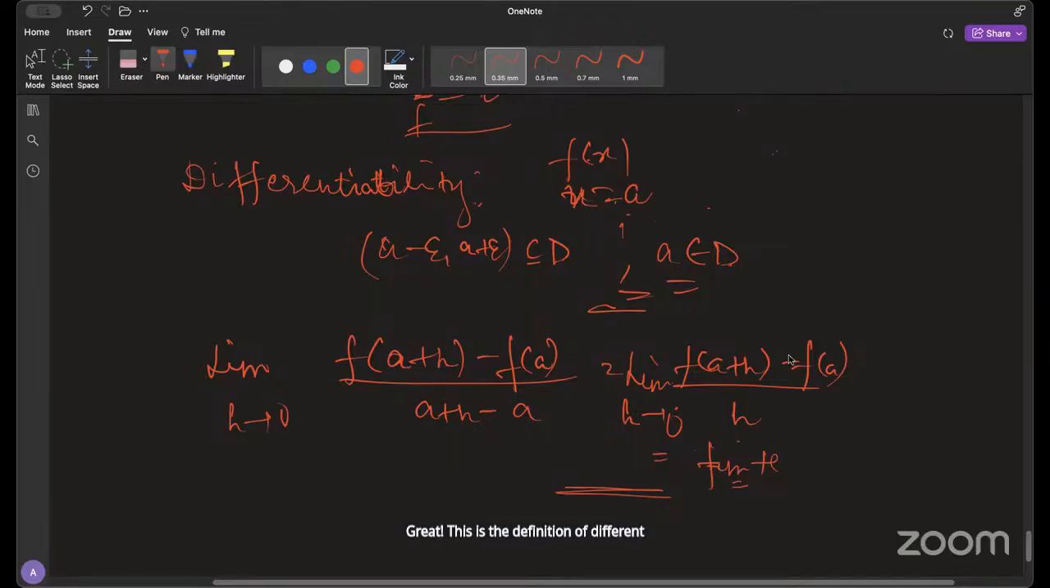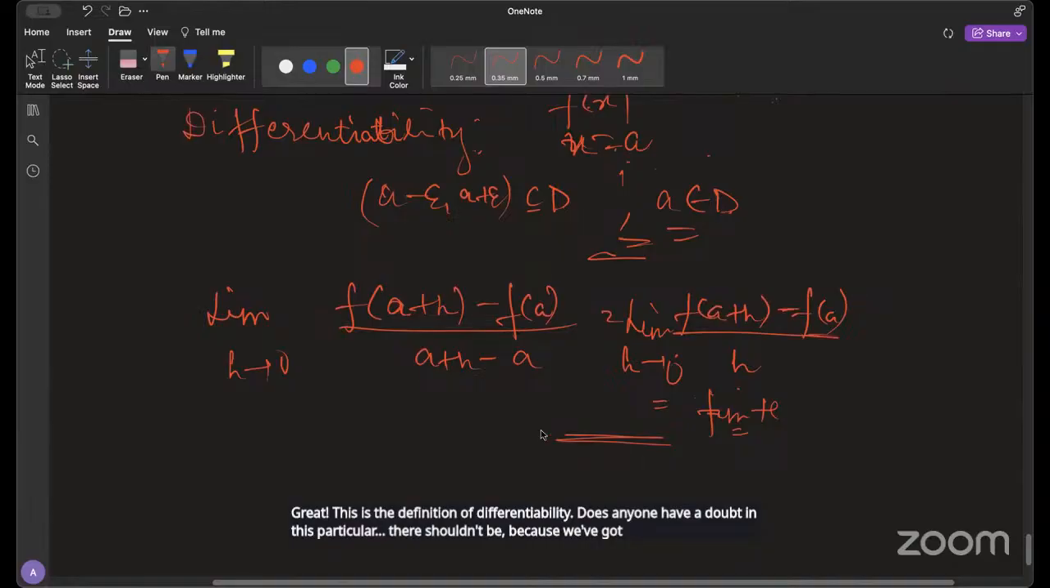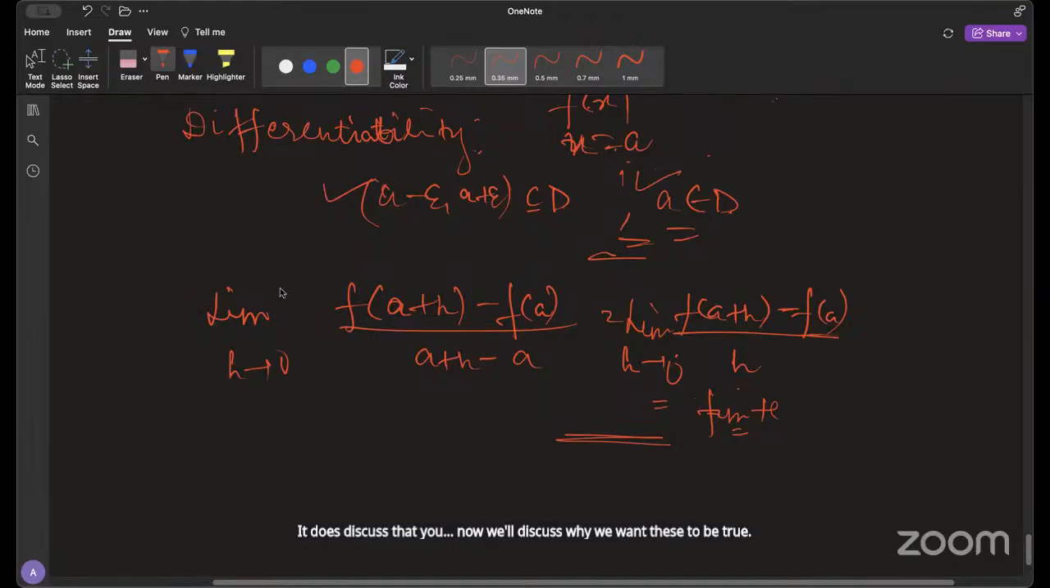Does anyone have a doubt in this part? There shouldn't be, because we've not discussed anything so far. We've just discussed that, and now we'll discuss why we want these to be true. So the definition is this only. Yes, ma'am, there can you should be a please zero plus minus.